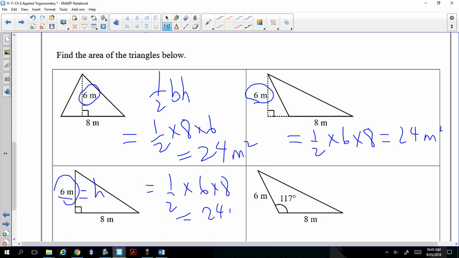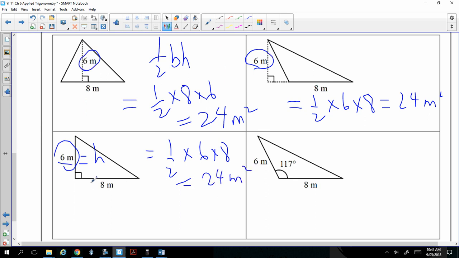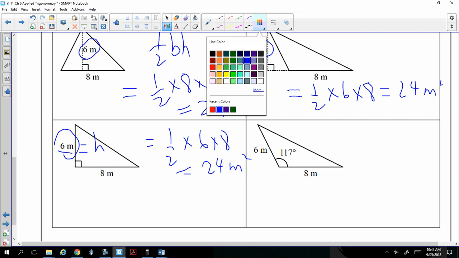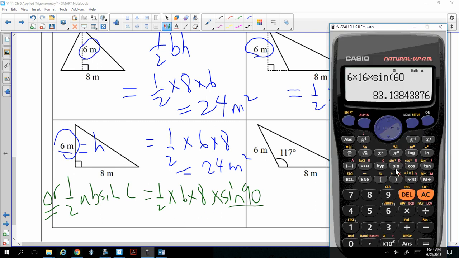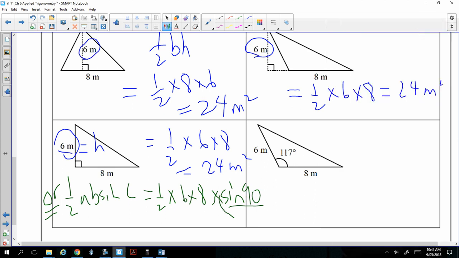Now, because there's an angle, you can also use the sine rule to do that. You can just do half AB sine C, right? Or you can just go half times 6 times 8, sine 90. You can use this formula, but it's longer, isn't it? Now, what's sine 90? Do you remember? Sine 90 is exactly 1. So it actually becomes half BH, isn't it? So you just get 24. But you're not going to use that. That's quicker, isn't it? Rather than use the sine rule.